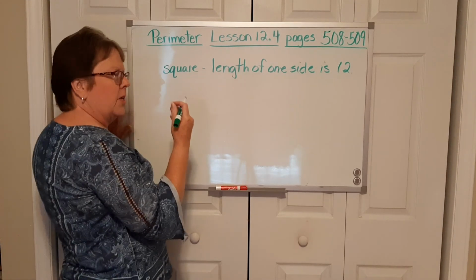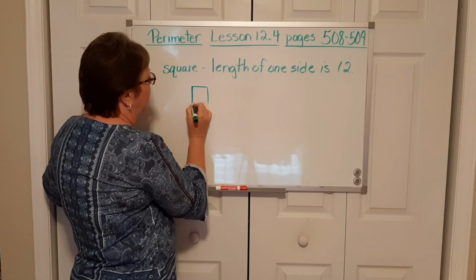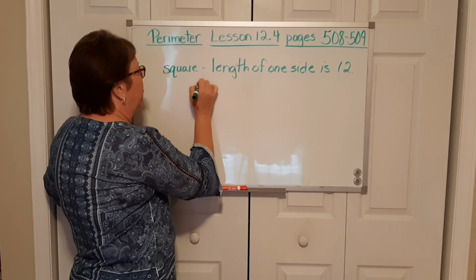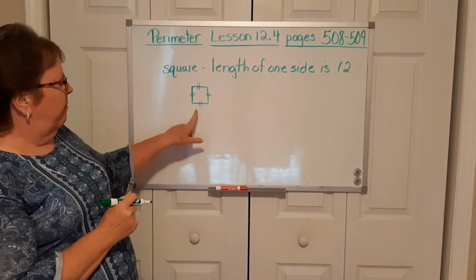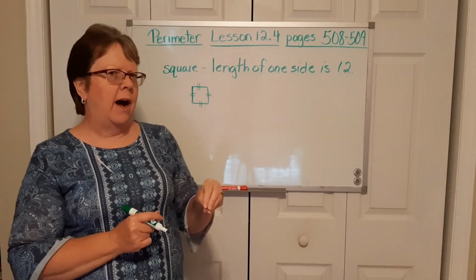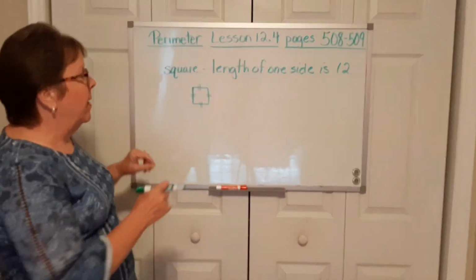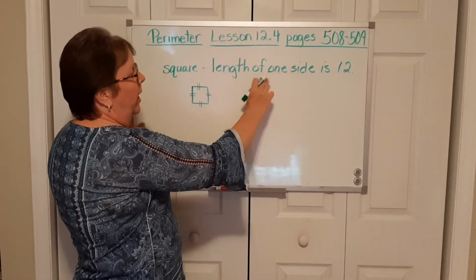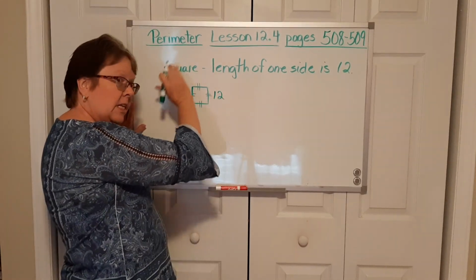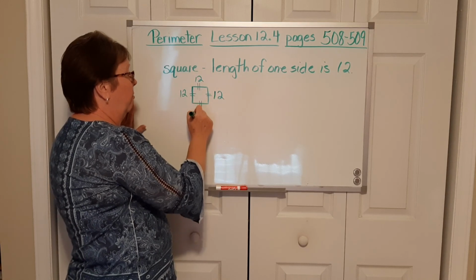So the simple thing to do here would be to draw a picture of a square. Now, do you remember what this means? We use the little slash marks there. If you see the little slash marks and they're all the same number, that means every side is the same length. And we know that's true with a square anyway, don't we? So we know the length of one side of a square is 12, and if every side is the same length, every side is going to be 12.